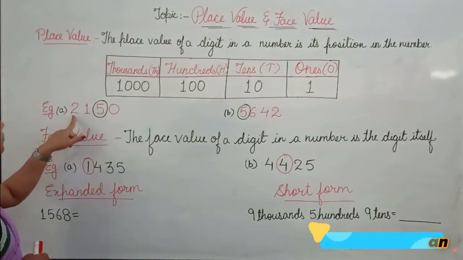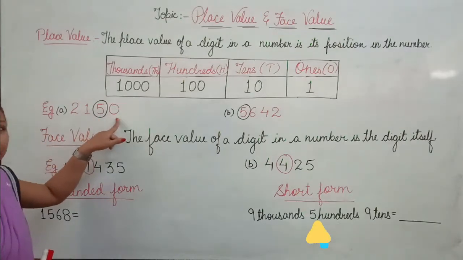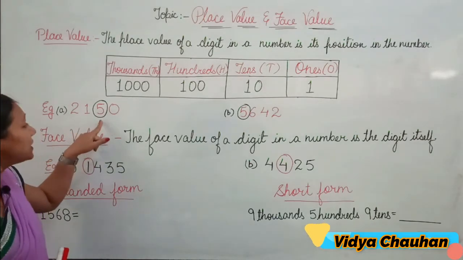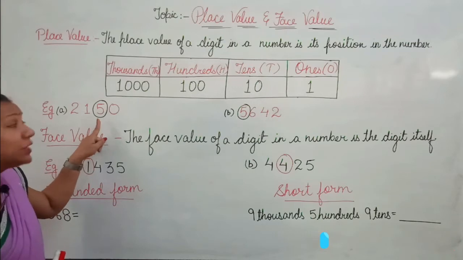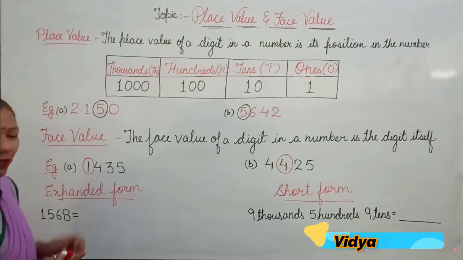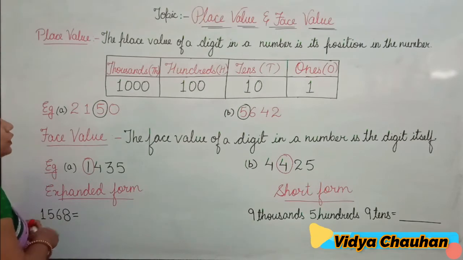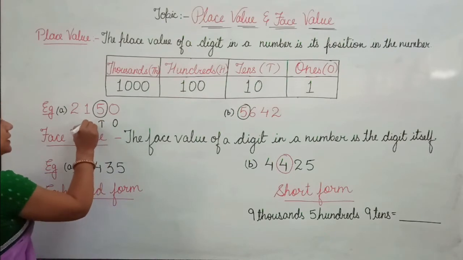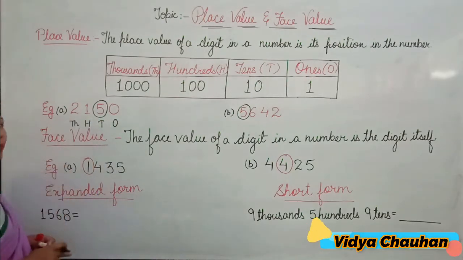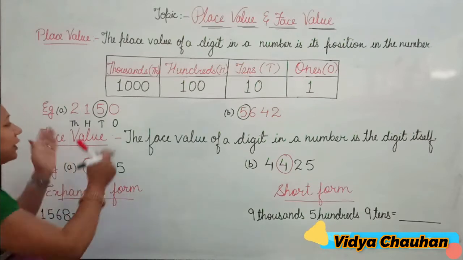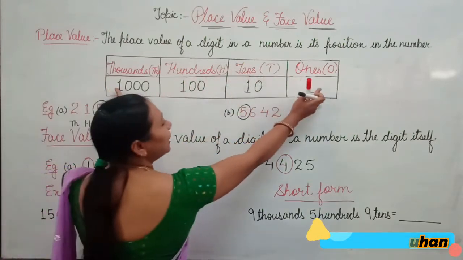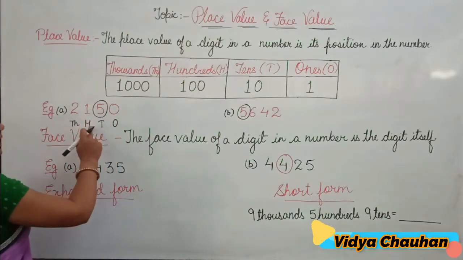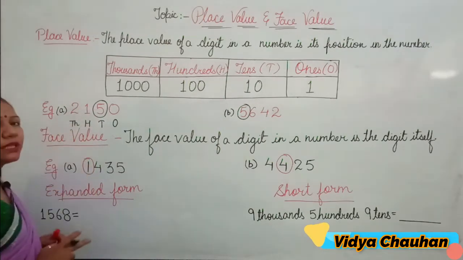The first question says 2150. This is our number and you have to find the place value of the circled digit. Which digit is circled here? 5. Right? So you have to find its place value. For finding the place value, very first I will find out ones, tens, 100, 1000. So we will find its places very first. That means we will put this number here in our place value system. So ones it is 0, tens 5, 100 1, and thousands 2.